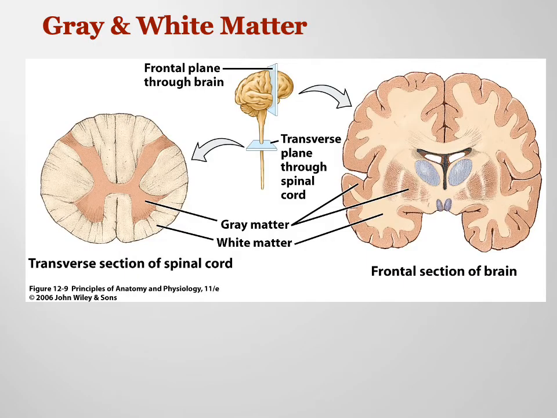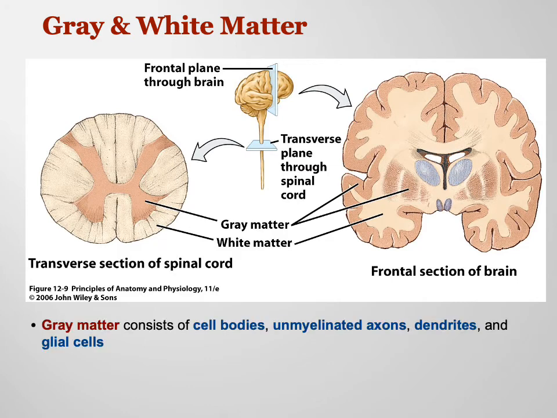So let's talk about another important concept here: white matter versus gray matter. Gray matter consists of cell bodies, unmyelinated axons, dendrites, and glial cells, whereas white matter is myelinated axons. So think of it this way: white matter is basically like the wiring, all right? And you can see it both in the spinal cord and in the brain.